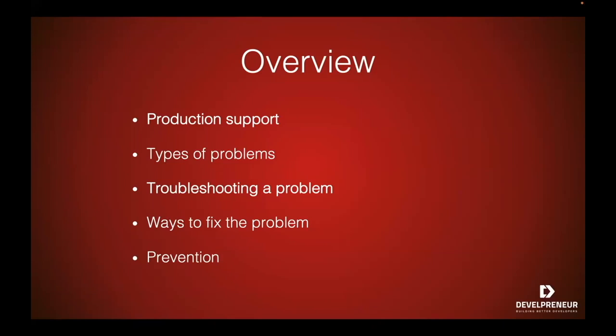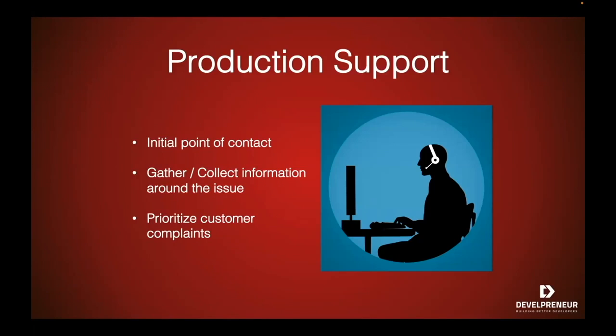We're going to look at the different types of problems that can arise, how we can troubleshoot these problems, different ways that we can fix these problems. Finally, we're going to look at the different ways we can prevent this from happening in the future. Let's start by talking about production support.